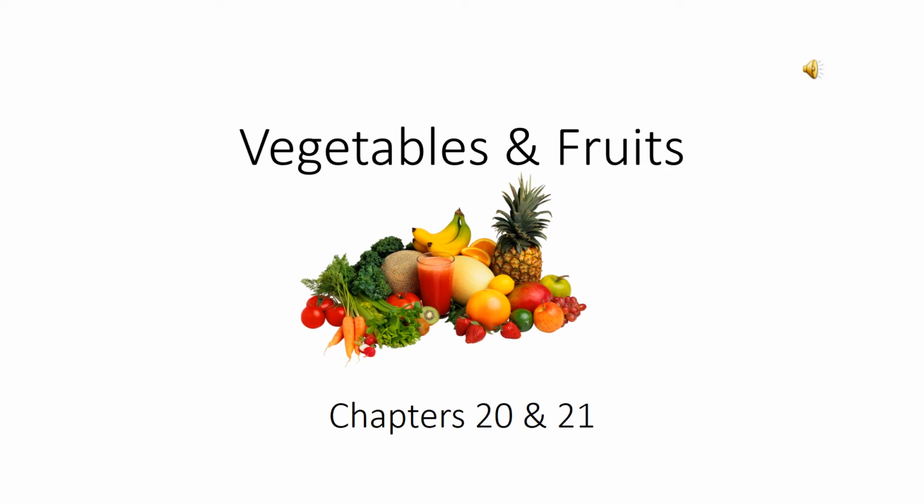Welcome to chapters 20 and 21. In these two chapters, we're going to look at the scientific properties and cooking changes that occur to fruits and vegetables. Fruits and vegetables are simple one-ingredient foods, but there is so much scientifically that is occurring inside each of these foods on a chemical, molecular level.